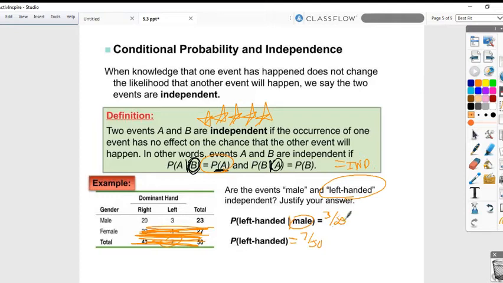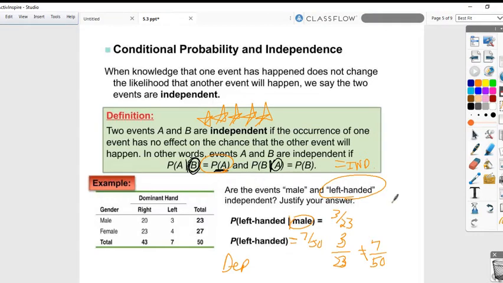Then you test it. Is 3 out of 23, that's your left-handed given male, equal to just left-handed? And just left-handed was total 7 out of 50. Those are not equal as a decimal. If you divide them, they're not equal. Therefore, they are dependent.